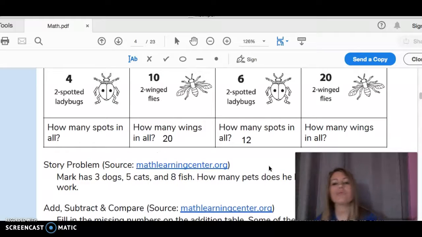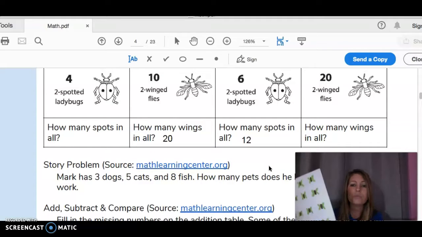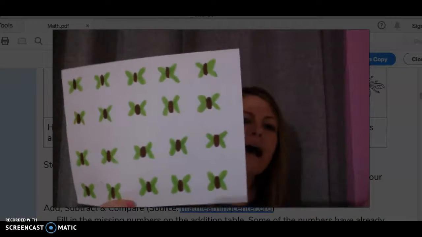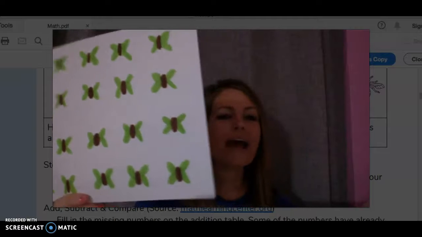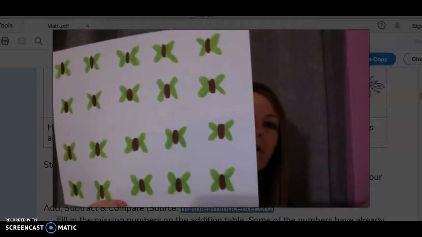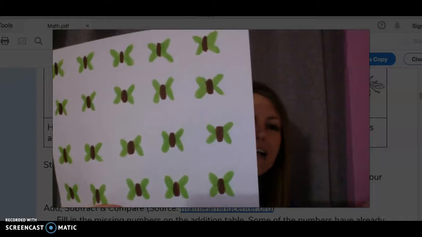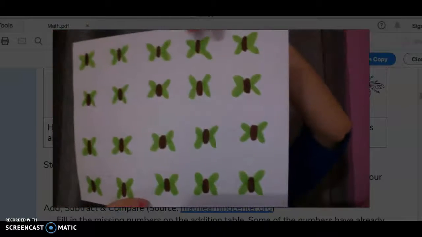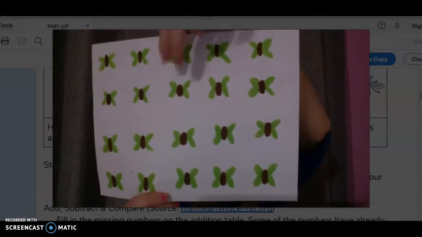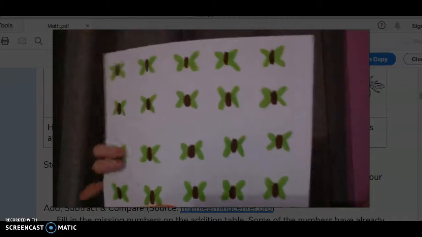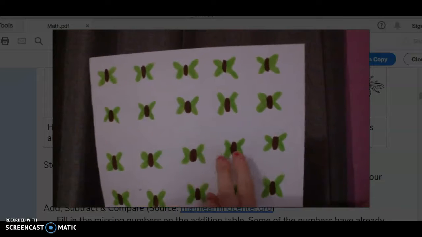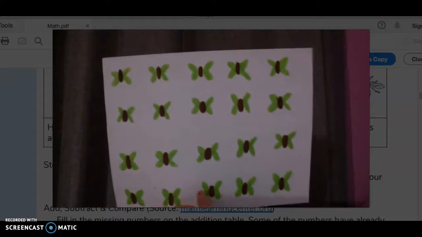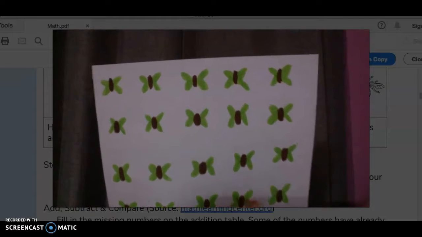Lastly, we've got 20 two-winged flies. Okay, I went ahead and drew out 20 flies. We have to count how many wings there are total. Well, that's easy because each fly has 2 wings. I'm just going to go ahead and count by twos. 2, 4, 6, 8, 10, 12, 14, 16, 18, 20, 22, 24, 26, 28, 30, 32, 34, 36, 38, 40.